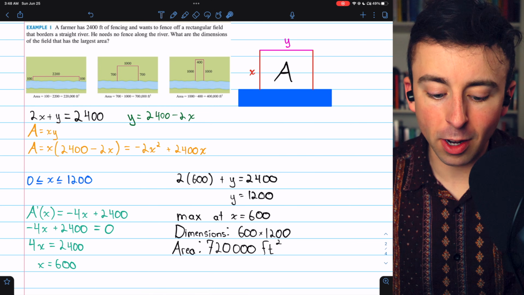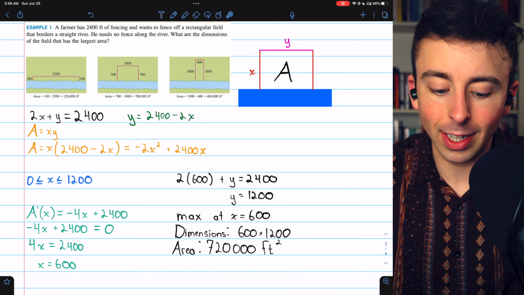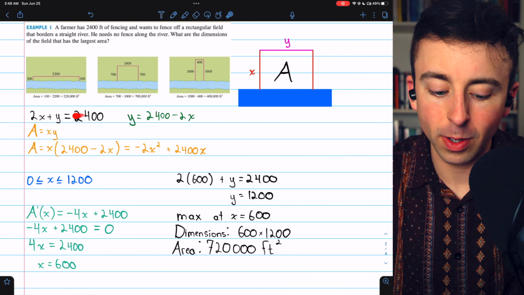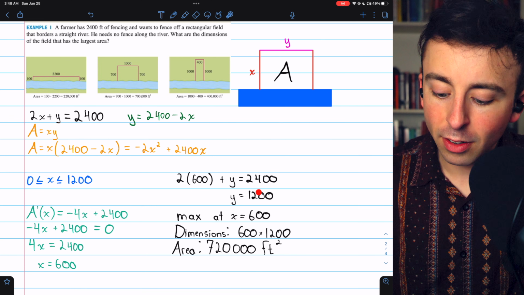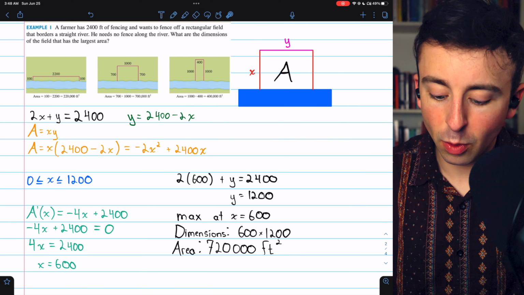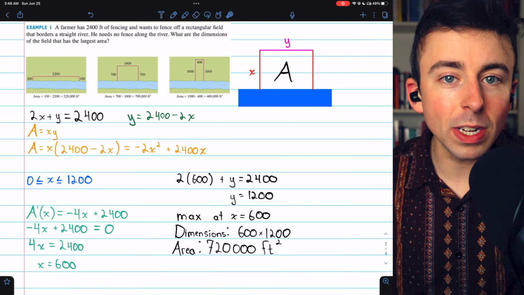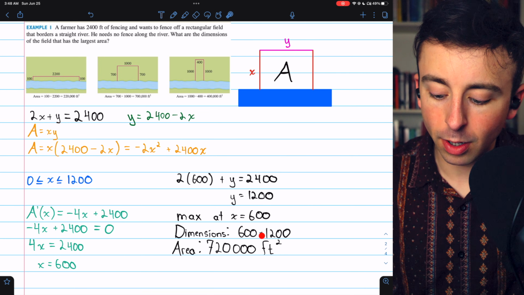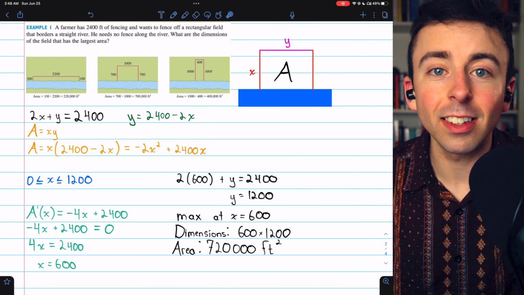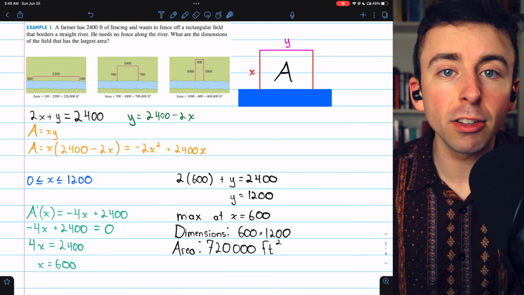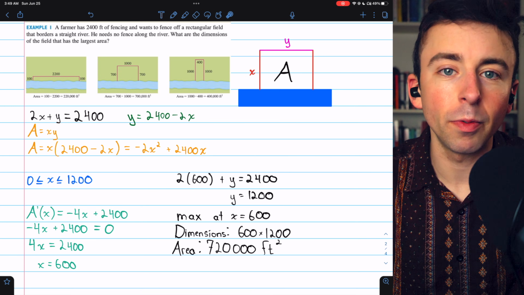If x equals 600, we know that y must equal 1,200, just by plugging 600 into this equation. That would give us that 1,200 plus y is 2,400, so y is 1,200. Thus, we have a maximum at x equals 600. The dimensions of the region that we need are 600 by 1,200, and the area that we get is 720,000 square feet. That's the maximum area this region can have, given that we only have 2,400 feet of fencing.